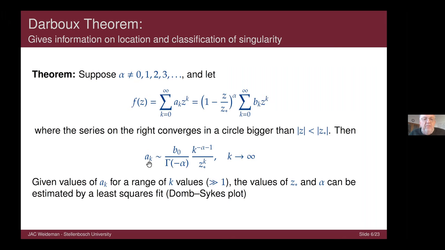It's slightly tricky because you have to decide which coefficients you're going to use. Maybe you don't want to use the first few because there might be some transient effects. On the other hand, if these a_k's come from a numerical computation, maybe the higher ones will be corrupted by round-off error once you get down to machine epsilon. So it's kind of tricky to decide which ones to use, but still it can be done.